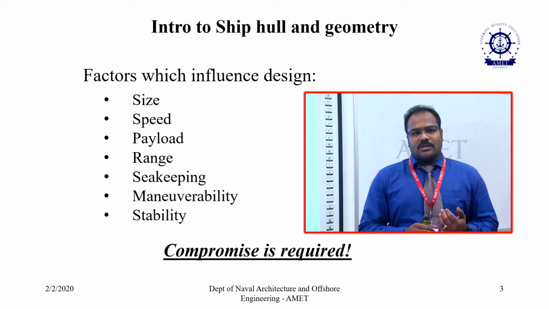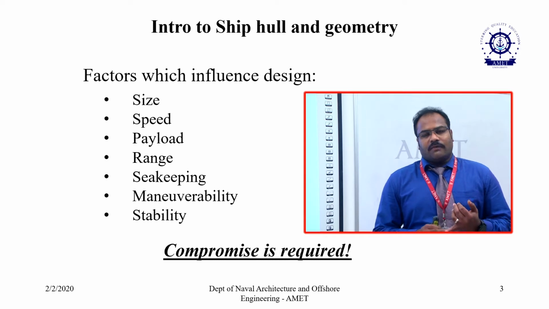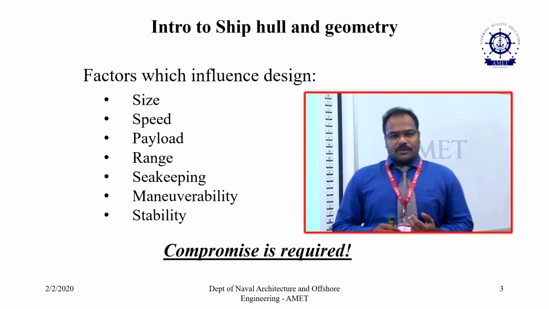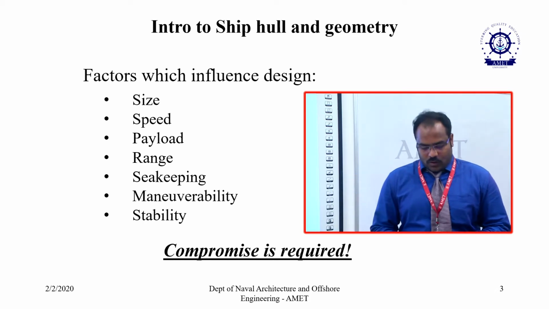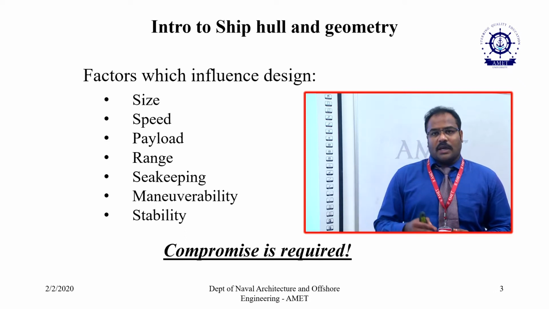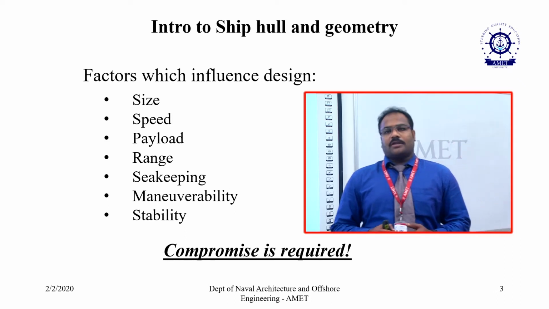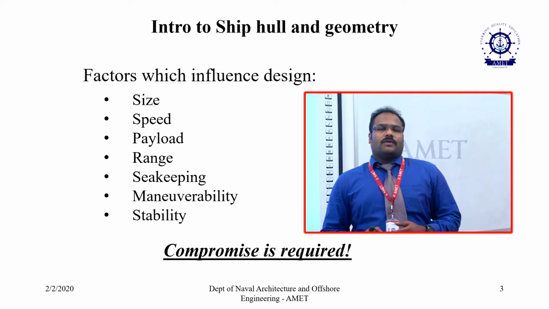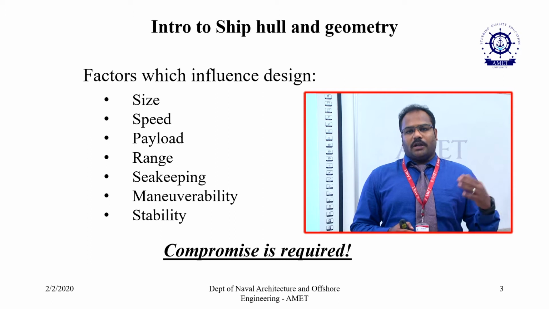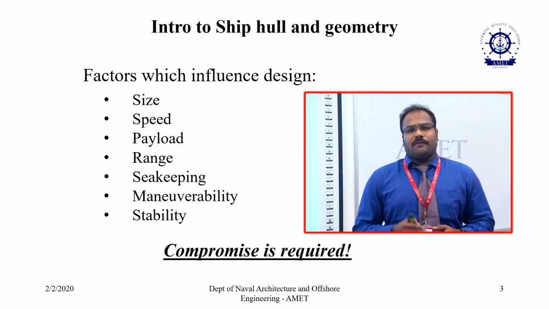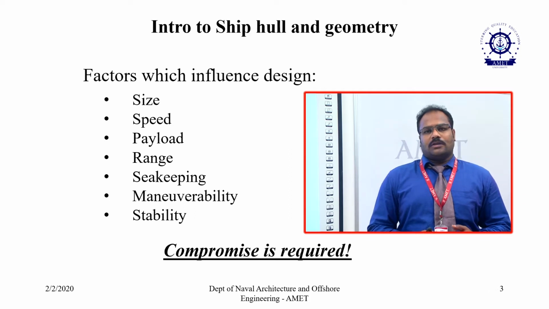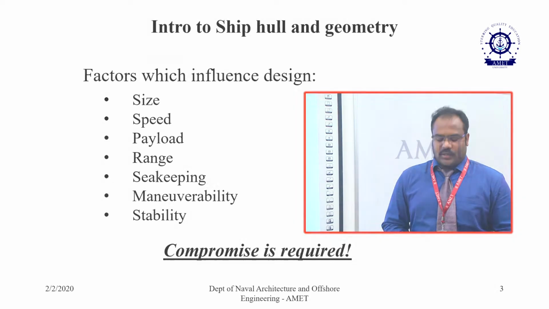The factors influencing the design stage are the speed of the ship, the size of the ship, the payload of the ship, and the range, from where to where the ship is going to go, and seakeeping characteristics and maneuvering characteristics with stability. Of course, all these aspects cannot be very rigid; there should be a fluid interaction between all these characteristic factors. So, compromise is mandatory.